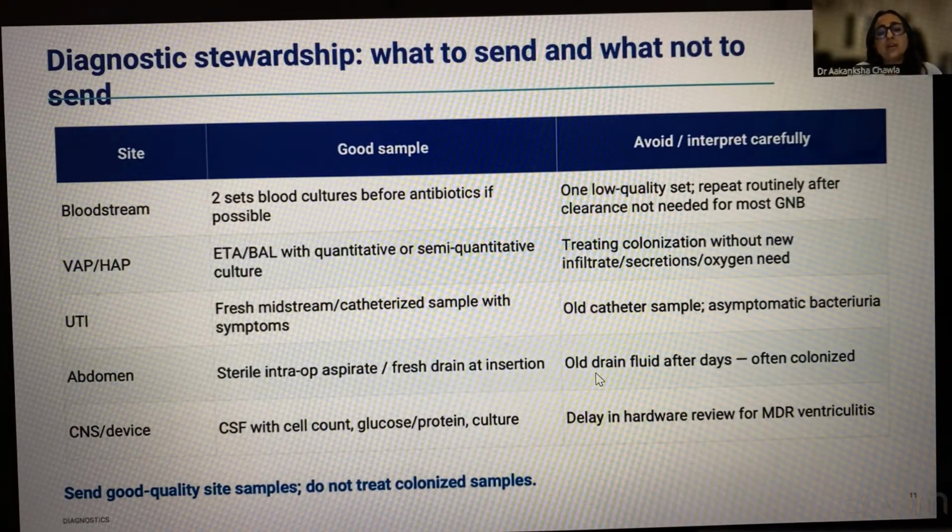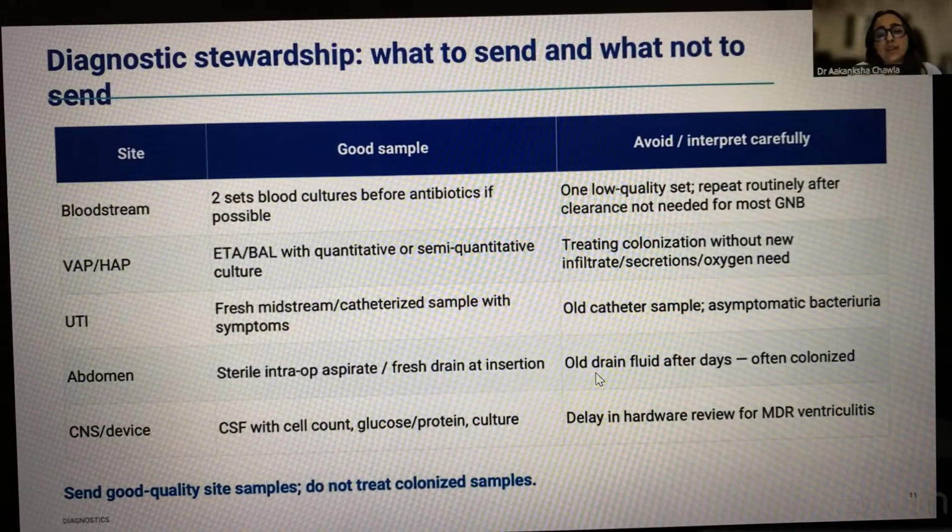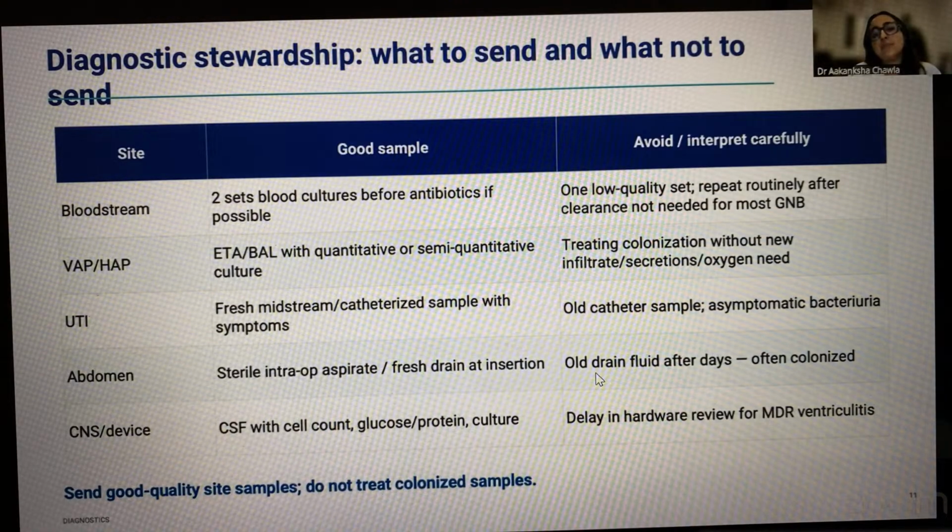which includes one aerobic, one anaerobic, minimum 10 ml of sample from at least 2 different peripheral sites. If you have a patient of VAP or HAP, then endotracheal aspirates. If you're planning a bronchoalveolar lavage, then you send the lavage for quantitative or semi-quantitative cultures. In patients with UTI, you must send a fresh midstream sample. But remember, if your patient was already catheterized, do not send the sample from the old catheter because you then may start treating the patient for asymptomatic bacteriuria.